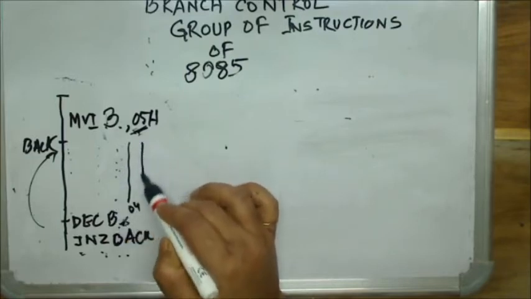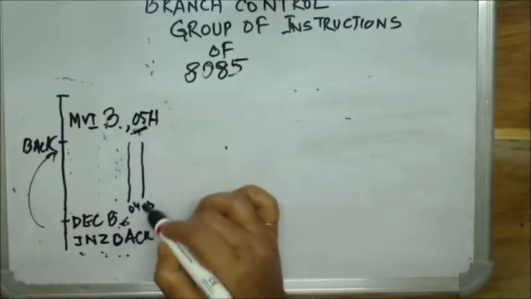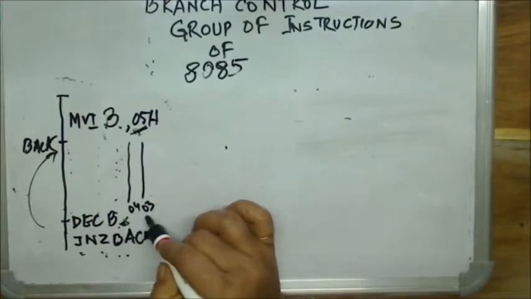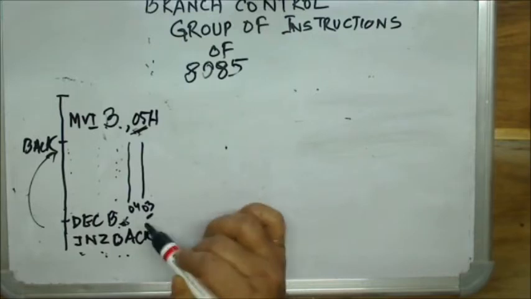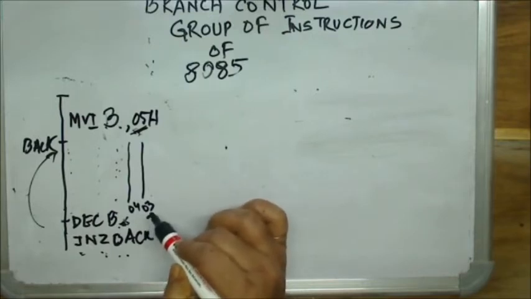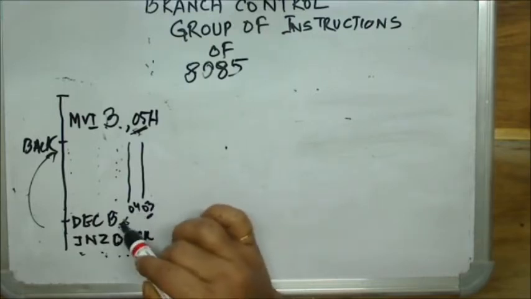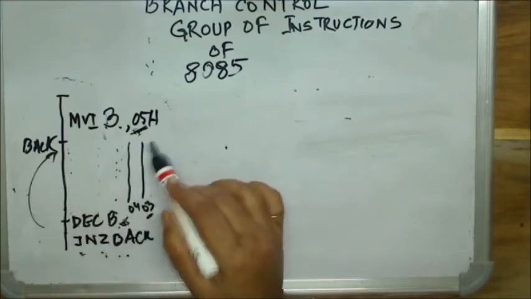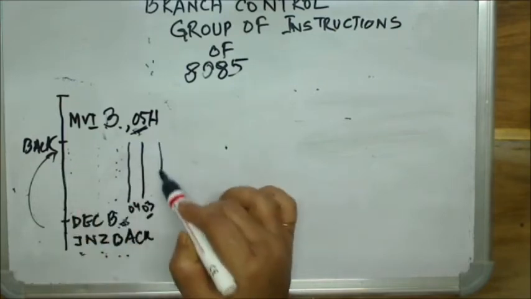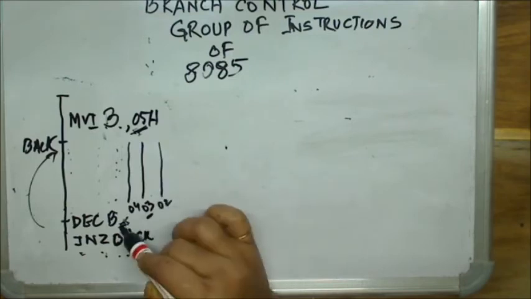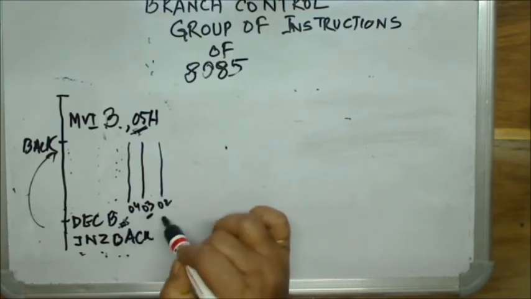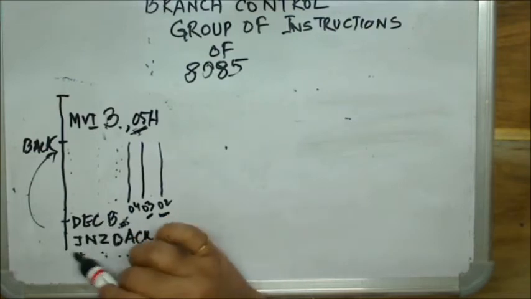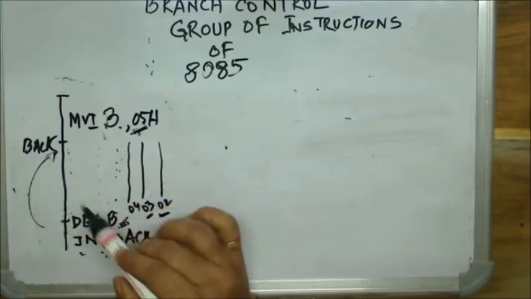After the second iteration, when it hits the instruction DEC B, B becomes 3. Again jump if not 0. The count has not become 0, so it will go back. Again it will execute the instructions. After the third iteration, when it hits DEC B, B will become 2. Again the count has not become 0, so it will go back.